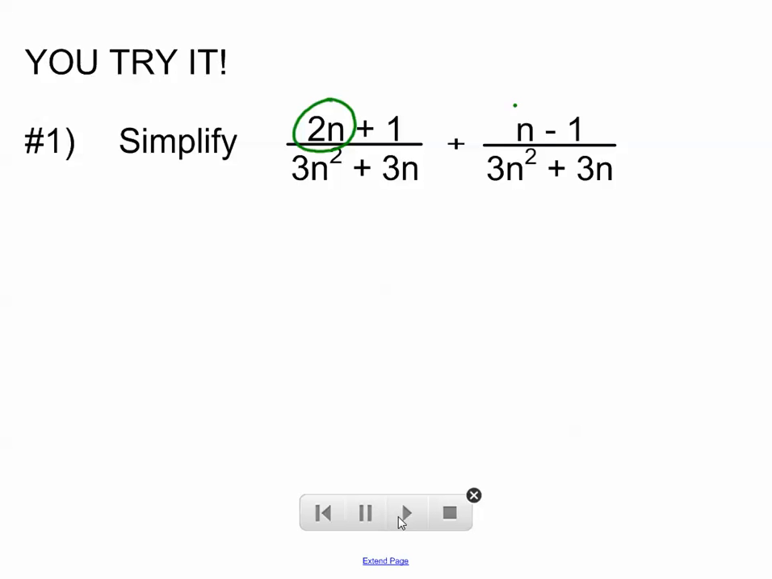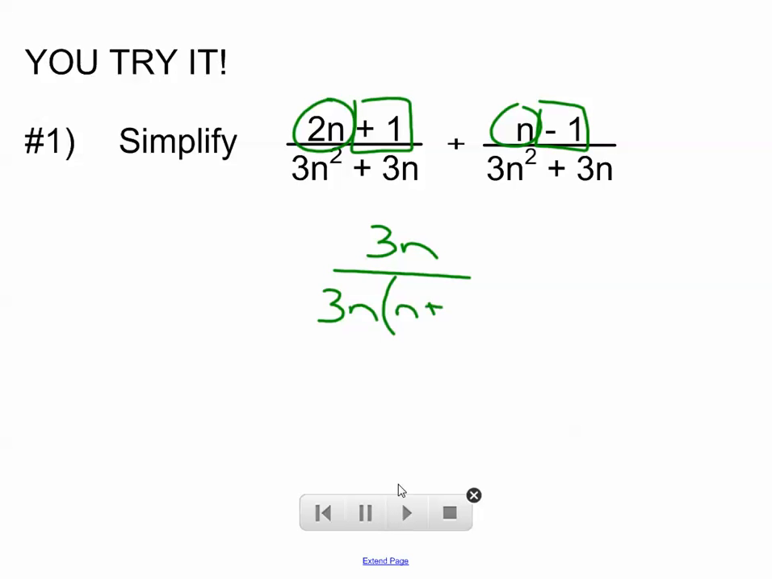Okay, so we do have a common denominator, so I'm just going to add up the numerators here, 3n, and then the 1s cancel out. On the bottom, I'm going to factor out the greatest common factor. 3n squared and 3n are both divisible by 3n, so I'll factor out that 3n. Then we can see the 3n's can be canceled out, so we get 1 over n plus 1.